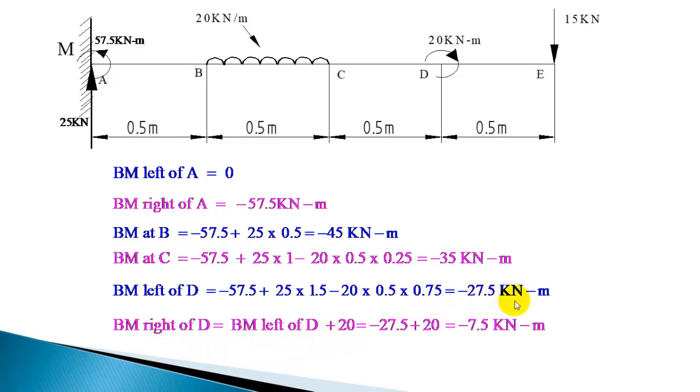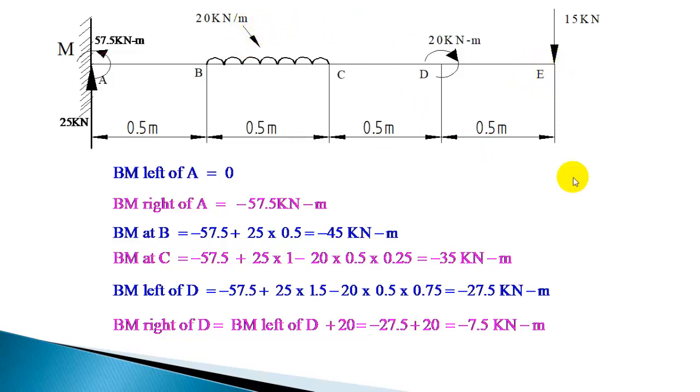Whatever value you are getting here plus 20, so you will give minus 7.5. That is the bending moment immediately right of D. So that means at D there will be a sudden change, from minus 27.5 to minus 7.5. At E it has to be 0. If you sum up, you will get 0.